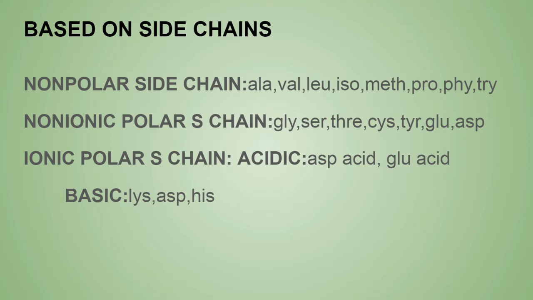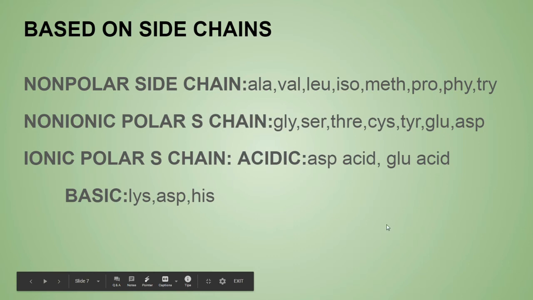For example, aspartic acid and glutamic acid. Okay. In this there are two further types, that means acidic and basic, because they are having ions. So in acidic, aspartic acid, glutamic acid, and basic, lysine, arginine, and histidine. Of course they would be hydrophilic and lipophobic.